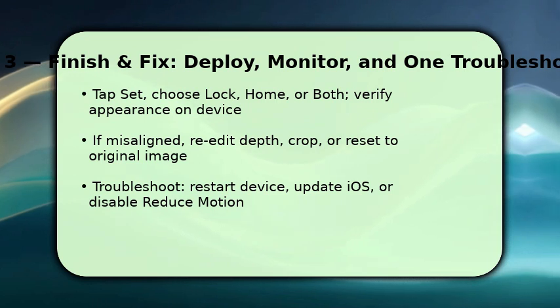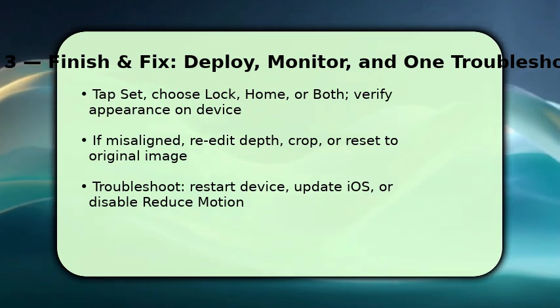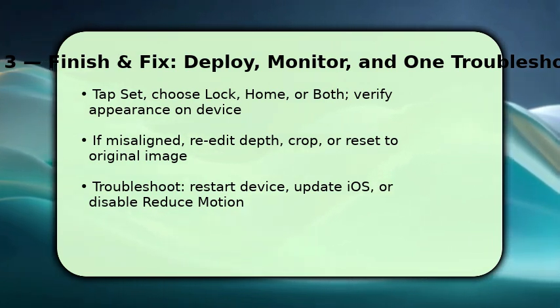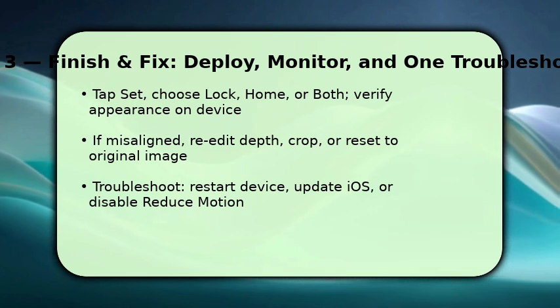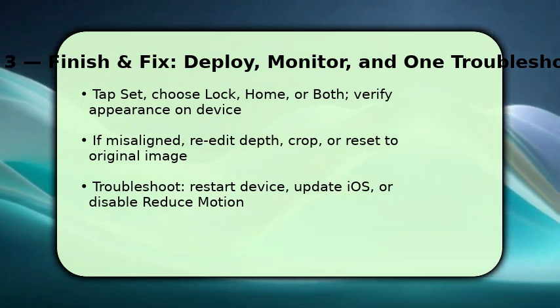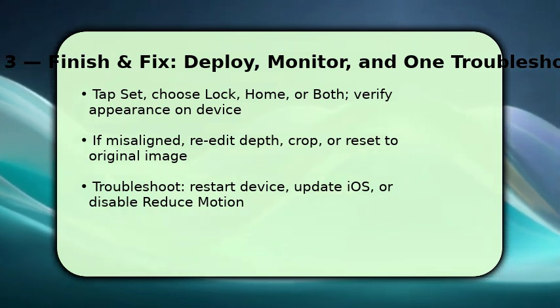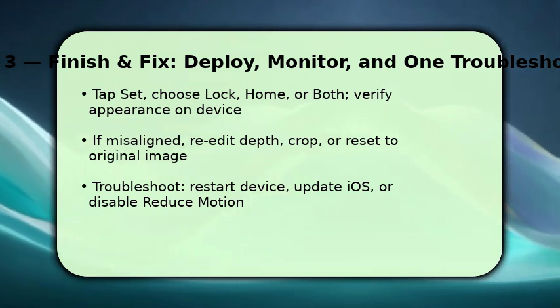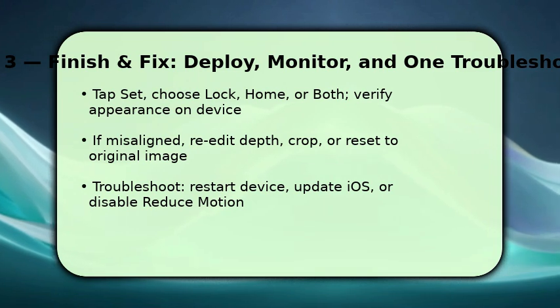Once set, make sure widgets and text remain legible. Reopen Settings Wallpaper to re-edit if anything looks off. If the spatial effect seems broken, try these steps. Restart the device, check for the latest iOS update, or temporarily disable Reduce Motion and Accessibility. That usually restores parallax and depth.